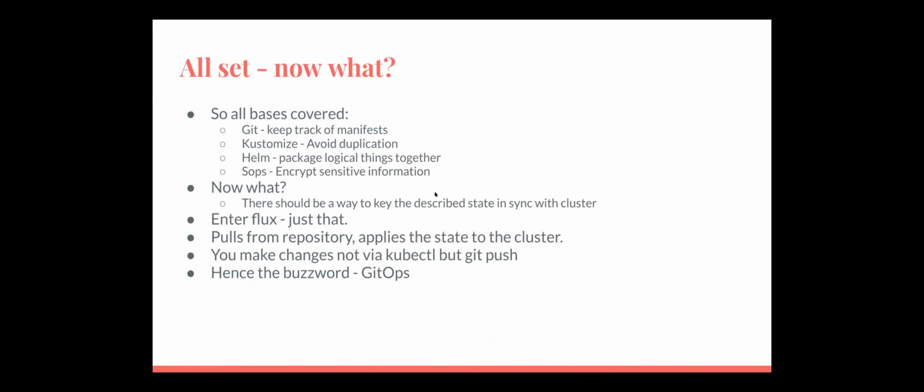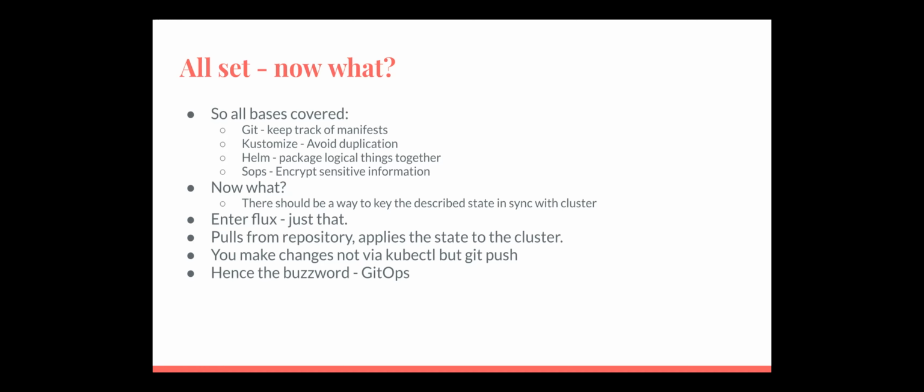So now the bases are covered. You have Git to keep track of manifests, Kustomize to avoid duplication, Helm to package things together, and SOPS to encrypt. So now what? There should be a way to describe the state and sync it in the cluster. And that's where Flux enters. Flux just does that. It pulls from a repository and applies the state to a cluster. That's it.